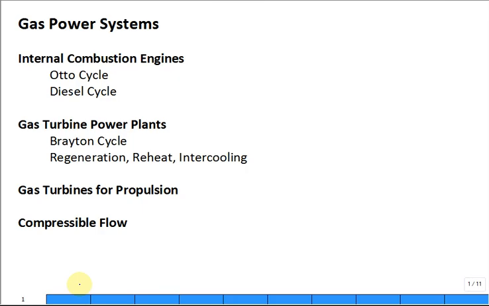So we're dealing with gas power systems. We've covered the Otto and the diesel cycle. When you think Otto and diesel, think closed system analysis. But the system can expand and then compress and expand and compress. So, but it's a closed system analysis.